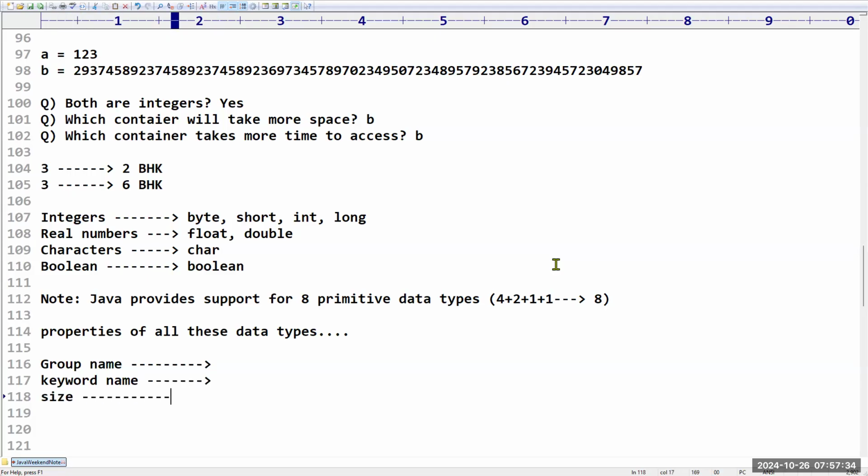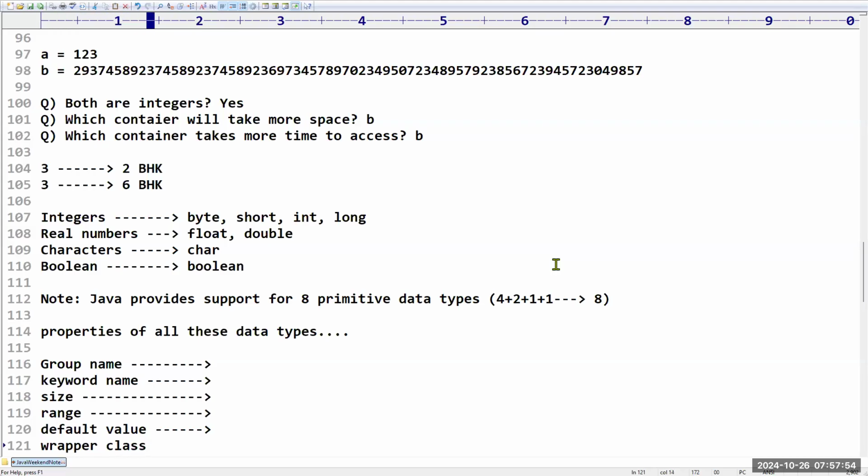And how much size internally it is going to occupy. What is the range? Range means what is the minimum value, what is the maximum value, and default value. Suppose I forgot to provide some value for that, then what will happen? Is it going to take any default value or not?